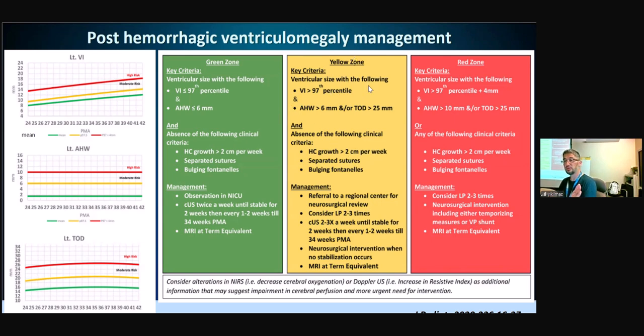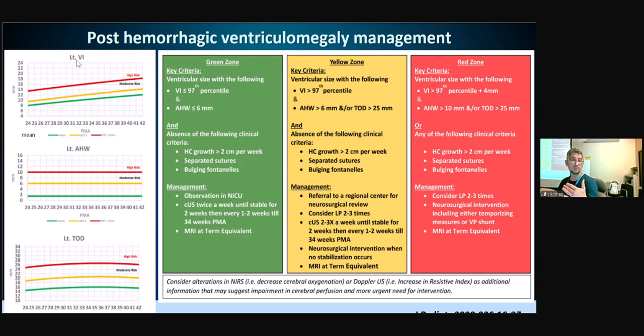In the yellow zone, anterior horn width measurements are over 6 millimeters, under 10 millimeters. And in this group, the management is LP. So they do LP 2 to 3 times, which means 2 to 3 days, and then neurosurgical intervention. And if the patient falls into the red zone, this means that anterior horn width is over 10 millimeters, and then you consider LP 2 to 3 times, and neurosurgical intervention, including VP shunt, is on the table. So that's why these measurements are important.